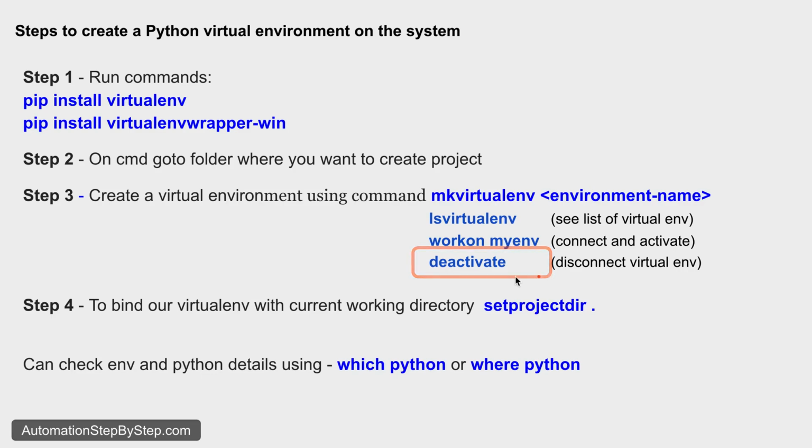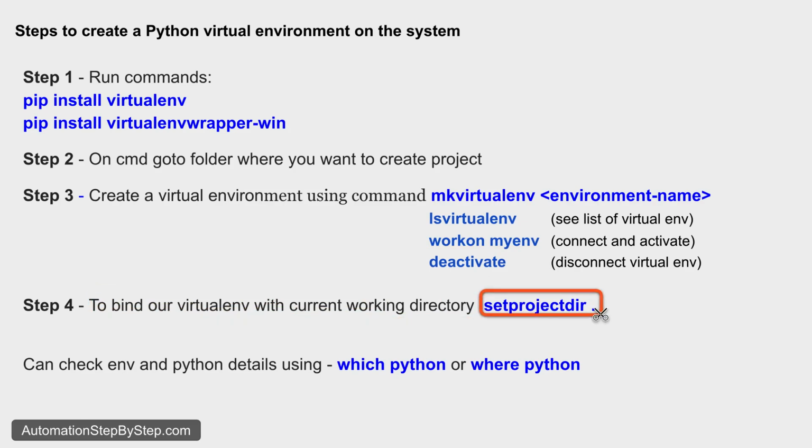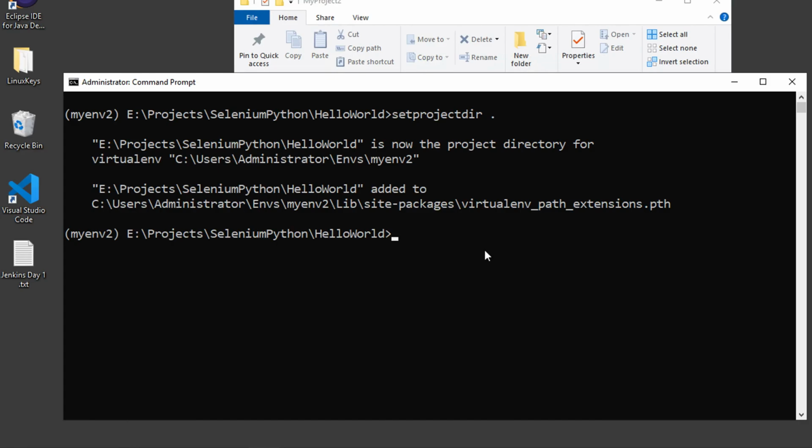Okay, now we have to set or bind our virtual environment with our current project directory or current folder. So for that we say setprojectdir and dot. So I will say setprojectdir and dot and hit enter. You can see it says this is now the project directory for this virtual environment.